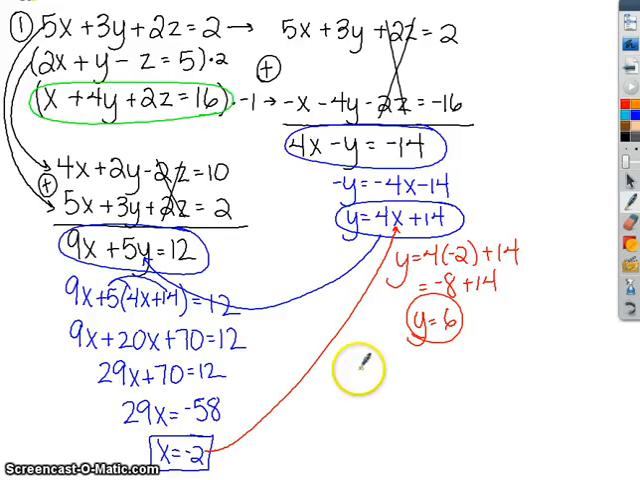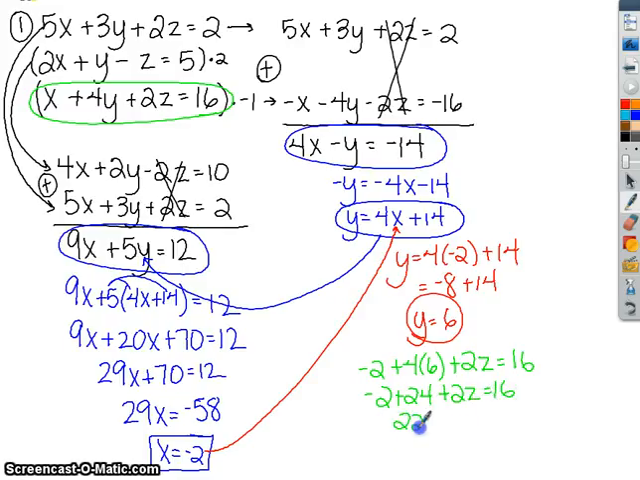So when I do that, I get negative 2 plus 4 times 6 plus 2z equals 16. So this is negative 2 plus 24 plus 2z equals 16. So that would be the same as 22 plus 2z equals 16. If we subtract that 22 over, we end up with negative 6. So it looks like z is negative 3.